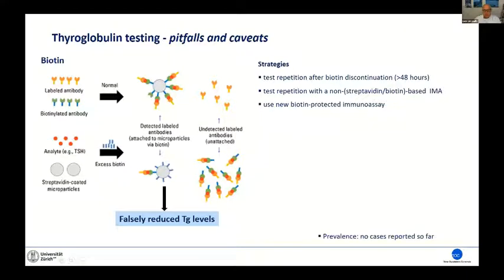We can, first of all, check if our laboratory uses a streptavidin-biotin-based method. In case, it may be useful to ask patients if they are taking biotin products and suggest to discontinue these products for 48 hours or more before sampling. In other cases, we can ask the laboratory to send out the sample for a measurement with a non-streptavidin-biotin-based method. And finally, new biotin-protected immunoassays are in development and will be available soon.